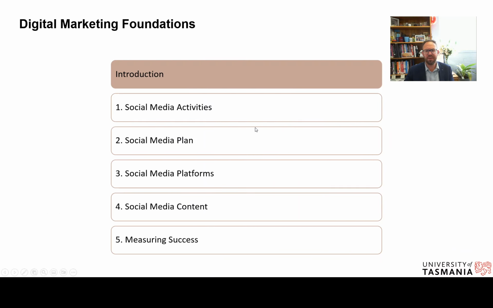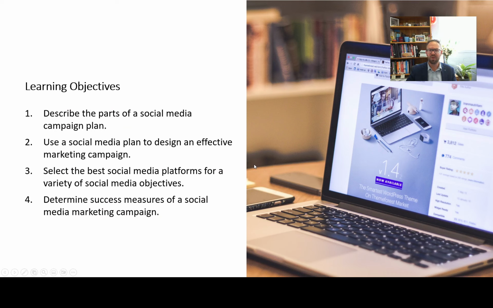So we have a few things to get through. First we'll do a quick introduction about what social media is. Then we'll look at social media activities, a social media plan and what that entails, look at different social media platforms and how to choose them, generating social media content, and then last of all, measuring our success on social media marketing.